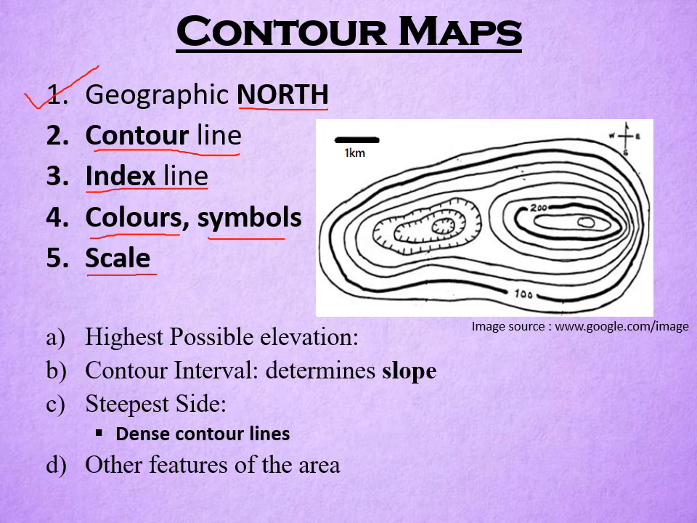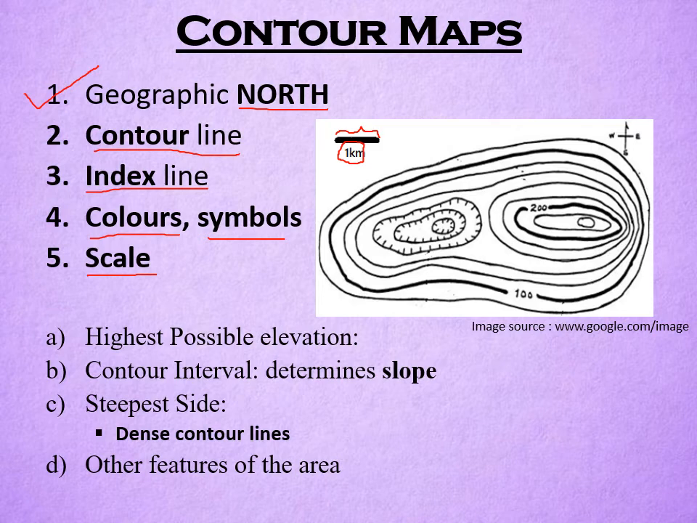So it is a graphic scale that I have shown here. So this much distance in the map is in original 1 kilometer in the field. So these five properties, five characters have to be there in a complete scientific contour map.